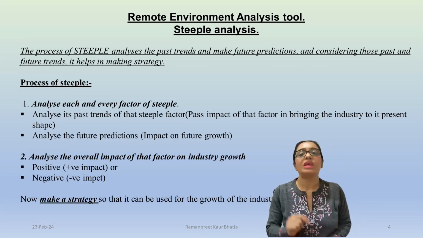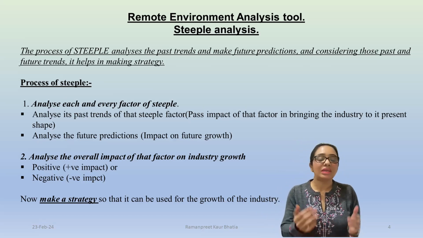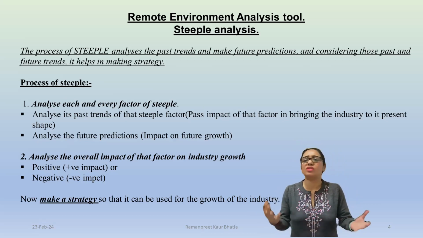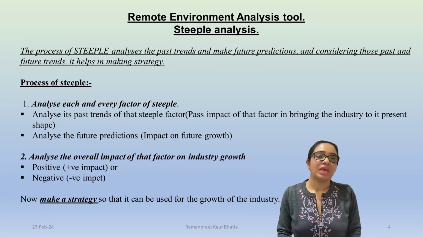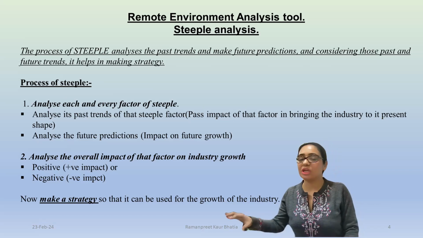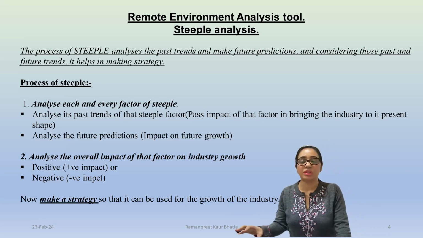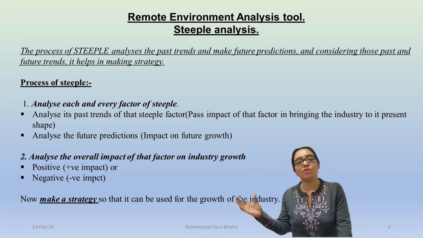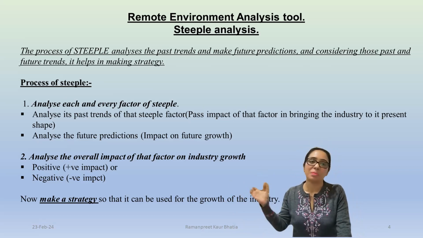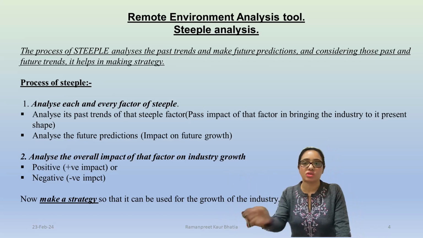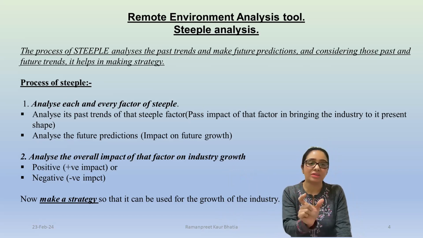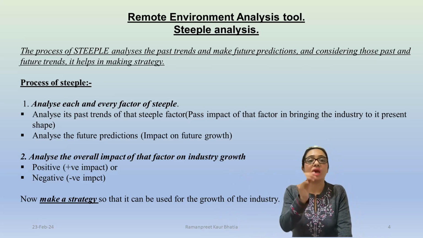How do we use that? In an efficient and systematic way. Why do we use that? So that it can help us in gaining a greater knowledge of the industry and help us to be more specific. If I know that this particular factor is responsible for industry growth or industry decline in the past, and this is what is going to be the future prediction about that particular factor, I can make my strategy accurately.